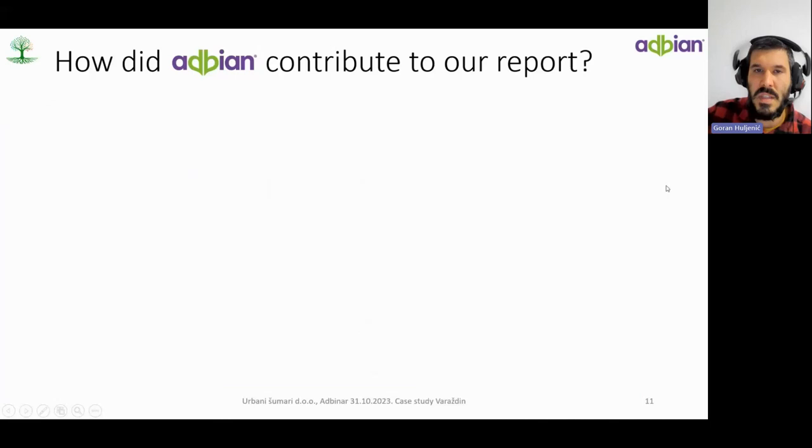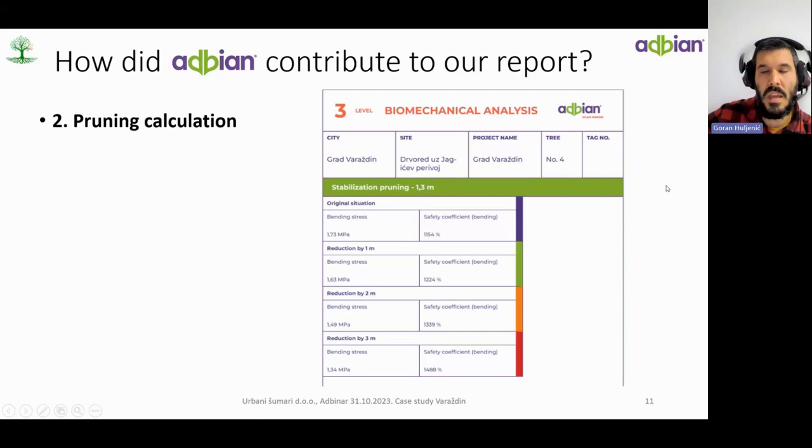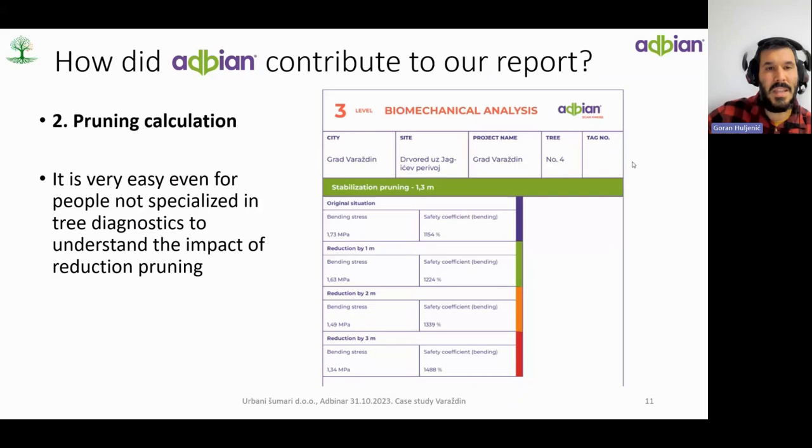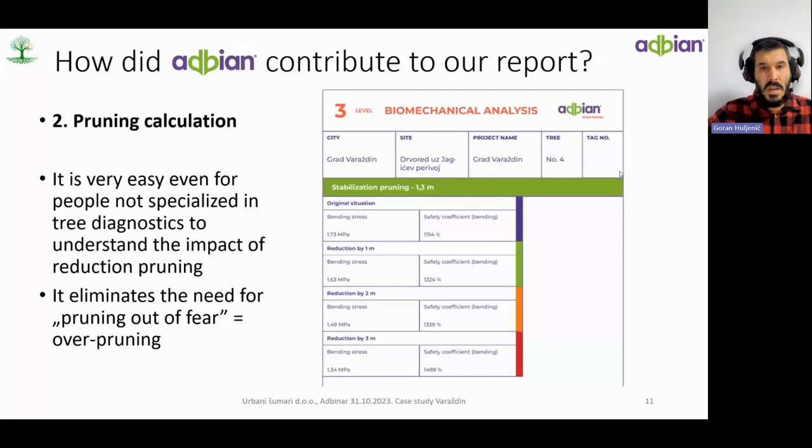Also, what is very nice, and it was already mentioned a lot of times today, is pruning calculation. It is really easy, even for lay people or people who are not specialized in tree diagnostics, to understand the impact of the reduction pruning, and that we don't need to overprune the trees, that we don't need to prune out of fear, because 1 meter can already significantly increase the safety factor. And for example, 3 meters is really a big difference in safety.